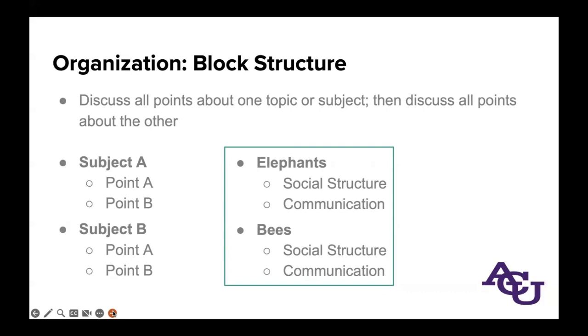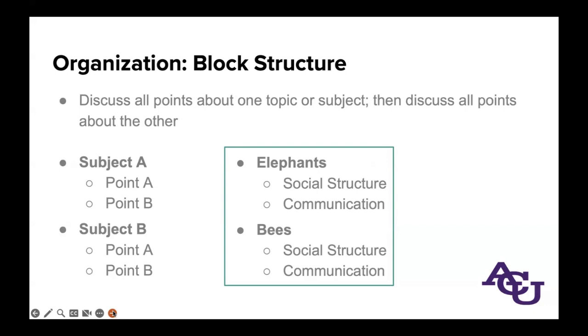I've got 2 blocks, one for elephants, one for bees. The elephant block goes first. I'll first describe and discuss elephant social structure and elephant communication. That's my elephant block. The bee block would go second. I would describe and discuss bee social structure and then bee communication.